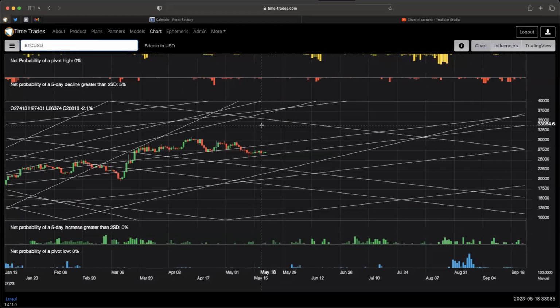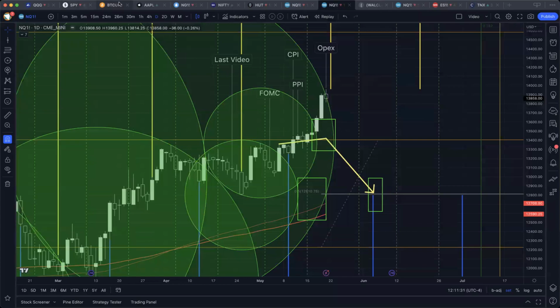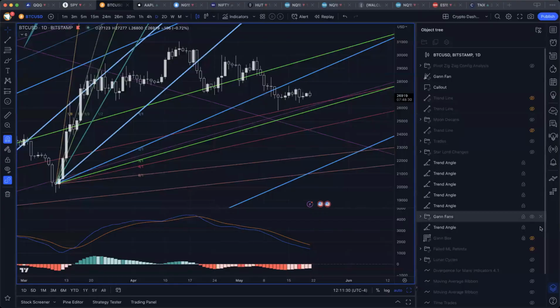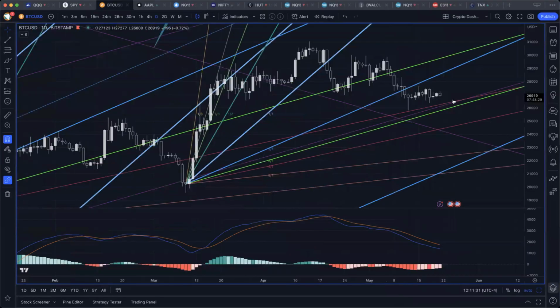I'm in the middle of a machine learning renovation that will hopefully address some of these issues. So we're not getting much of an edge right now from the time trades forecast, probability forecast. However, if we go over to TradingView, we can take advantage of the Gann fans that we have applied to this squared chart.